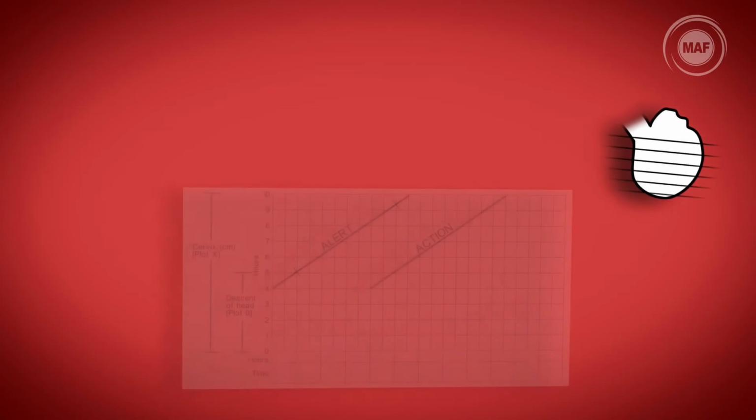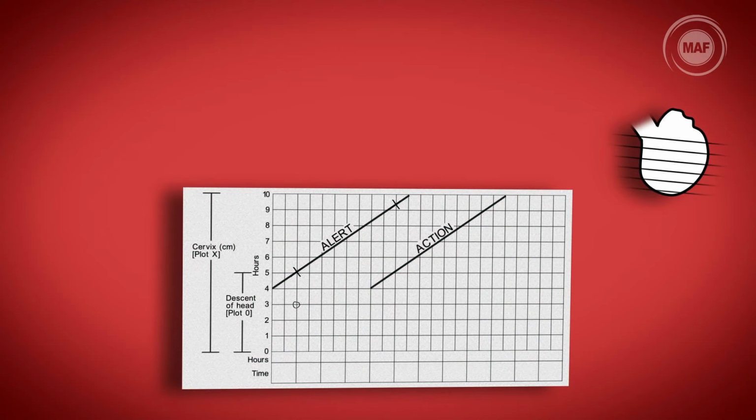You assess the descent of the head by abdominal palpation. This refers to how much of the head, divided into 5 parts, is palpable in the abdomen above the symphysis pubis. It is recorded as a small o at the same time as every vaginal examination.